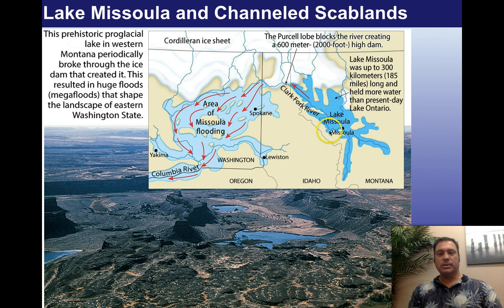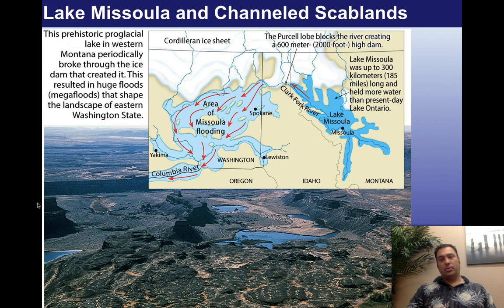Lake Missoula was this lake. It wasn't nearly as large as the one up in Canada, but it was still very, very large. Essentially it was a series of rivers that got ice dammed, right? A glacial lobe came down and blocked the drainage of the water. Eventually it built up a very, very large lake, much larger than present-day Lake Ontario.